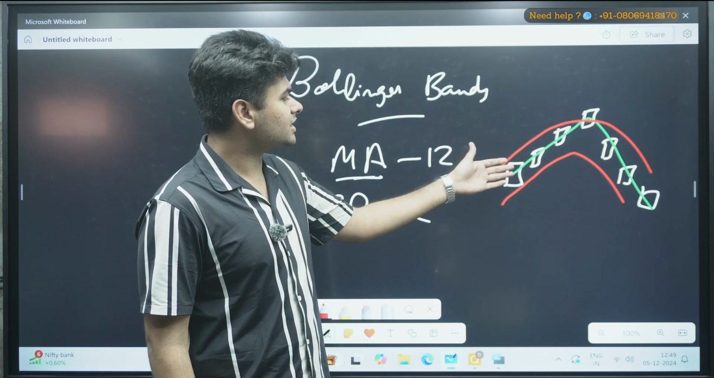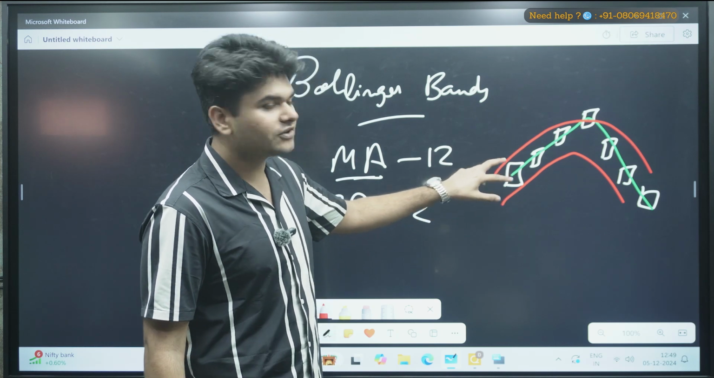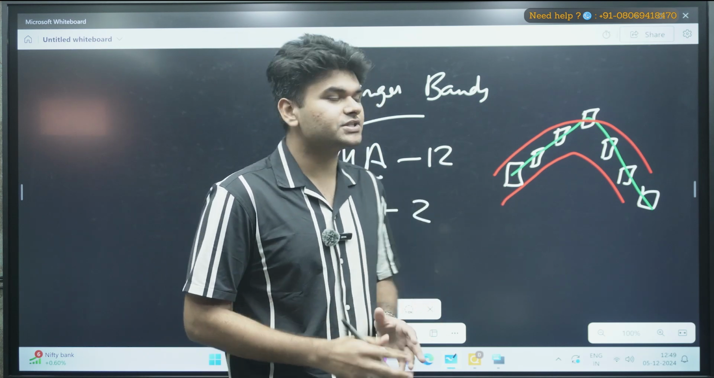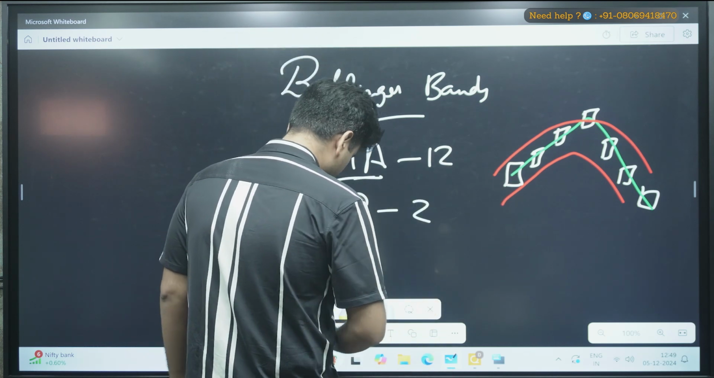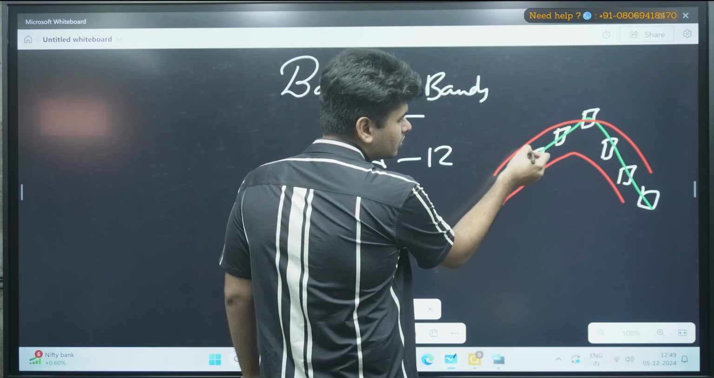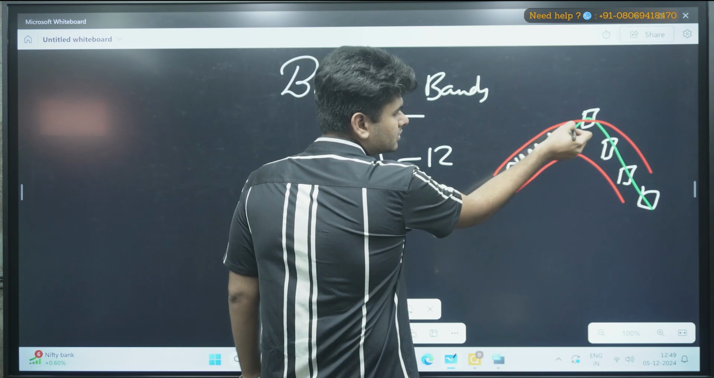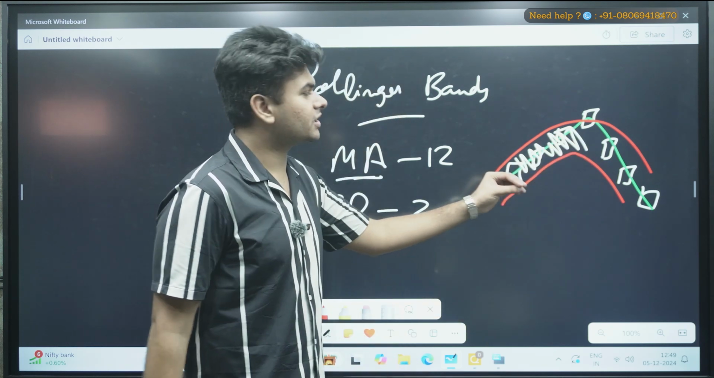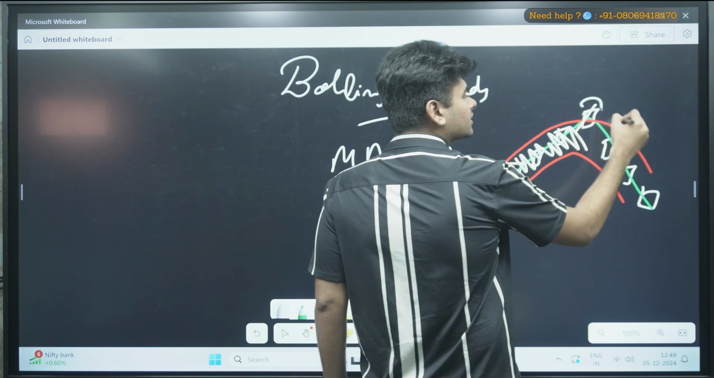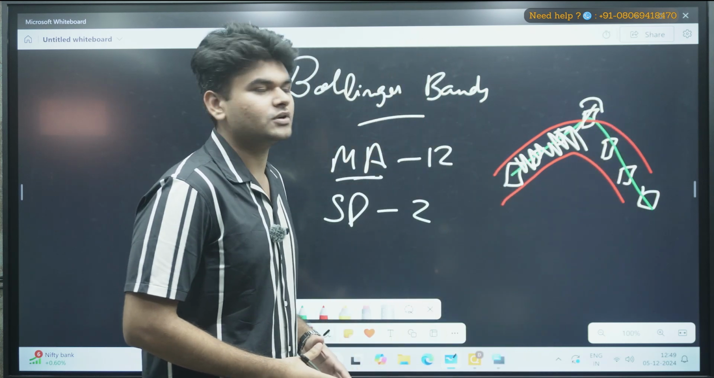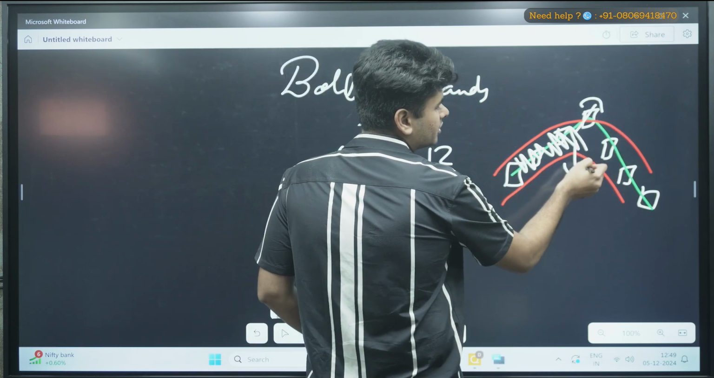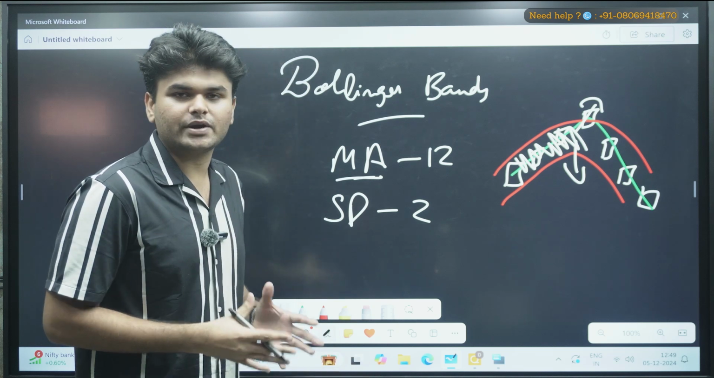So Bollinger Bands will help you identify that under normal conditions, the price will move in this range only. And whenever the range is broken on the upside, you can see a momentum, or whenever the range is broken on the downside, you can see a momentum.